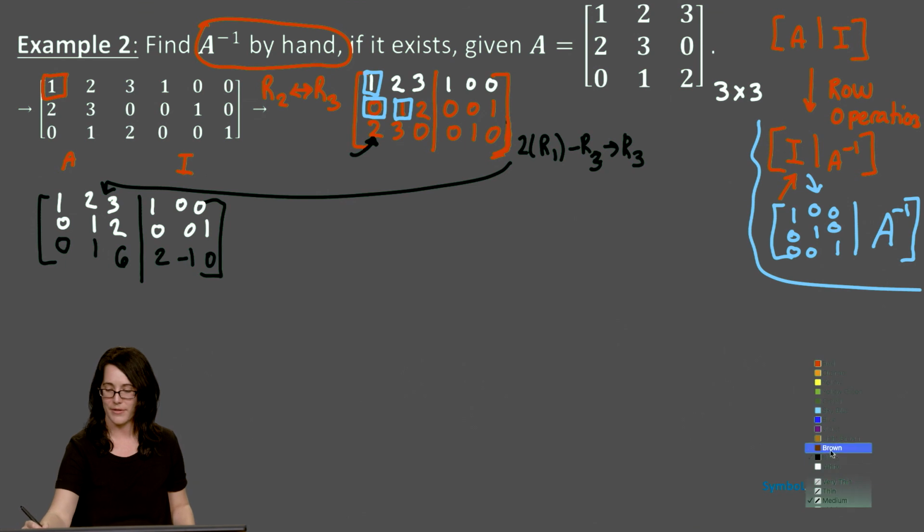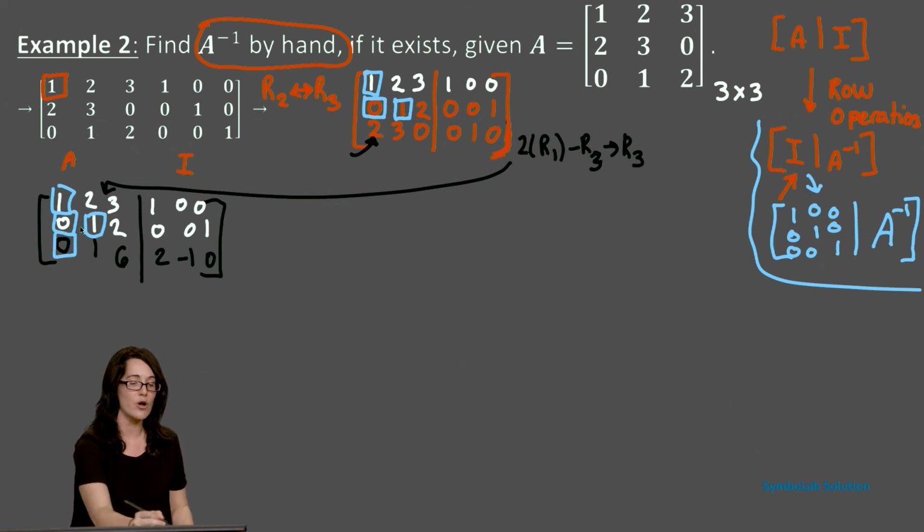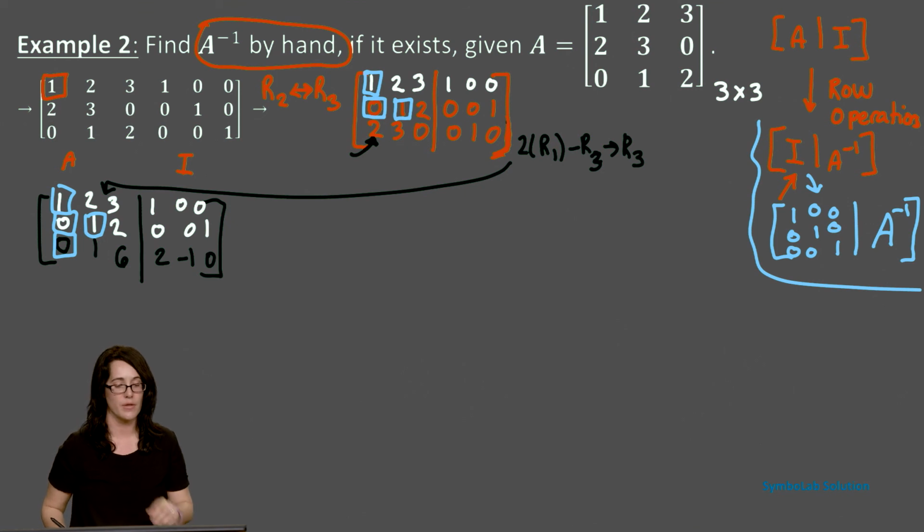Let's take a look, survey the damage and the success. We have ones on the diagonal here and here. We have zeros below the first one in the first column. And we also notice that we have something very interesting. In row 3, we have a 1 in entry 3, 2, and a 6 in entry 3, 3.